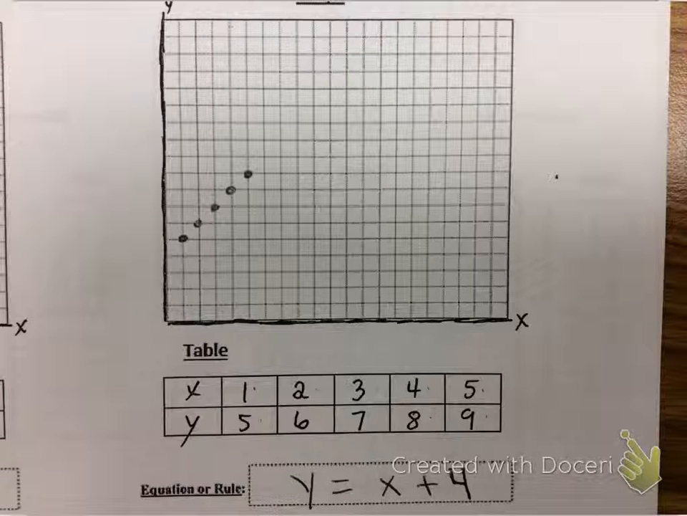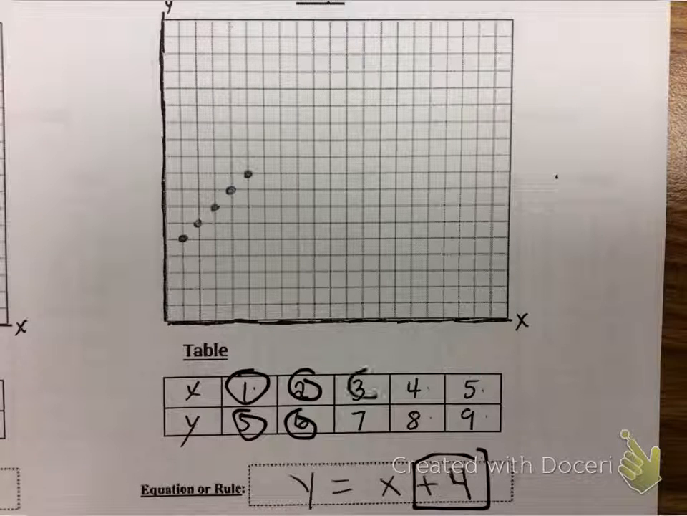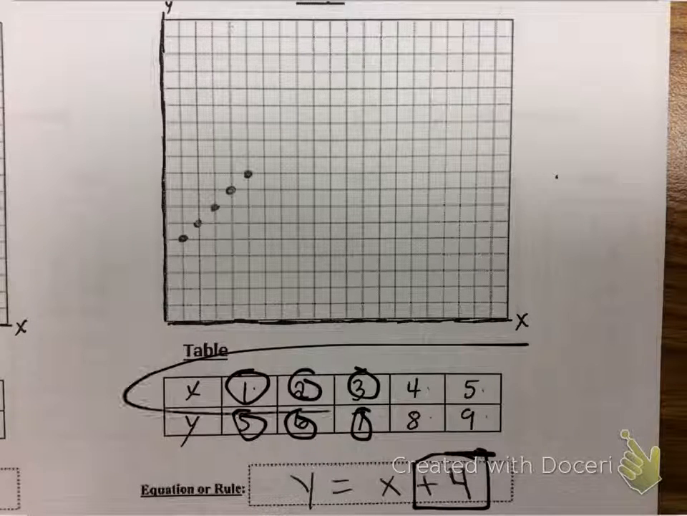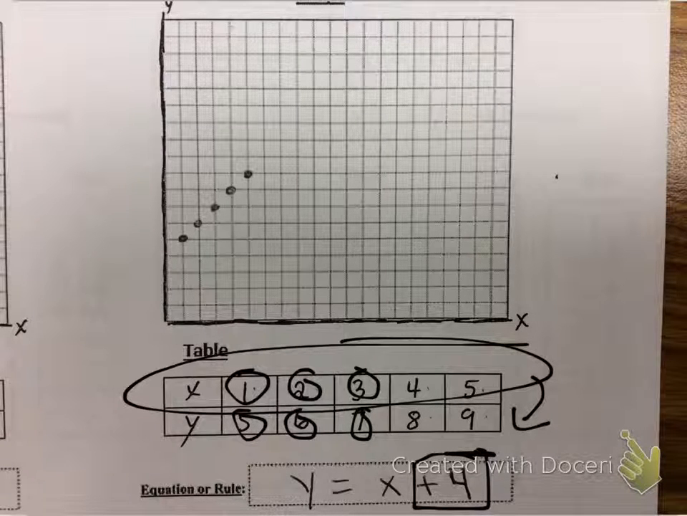All you're doing is finding what's going on between your x and your y. In this case, it's adding 4. All the way down, it was adding 4, adding 4, adding 4 each time. And so adding 4 to your x value is what you do to get your y out. So input-output is what you guys called it before. It's just an x and y table. And then you graph it. And that's it. That's all we did today.